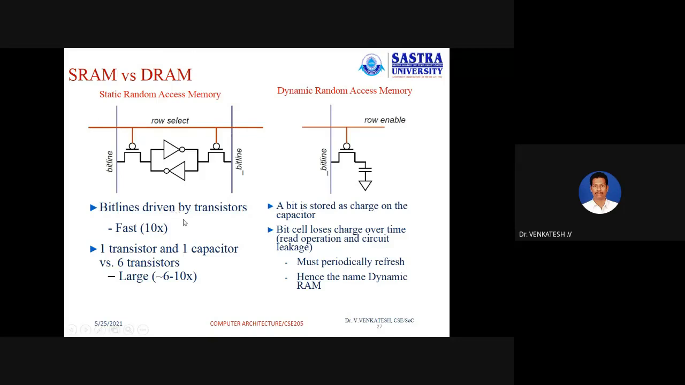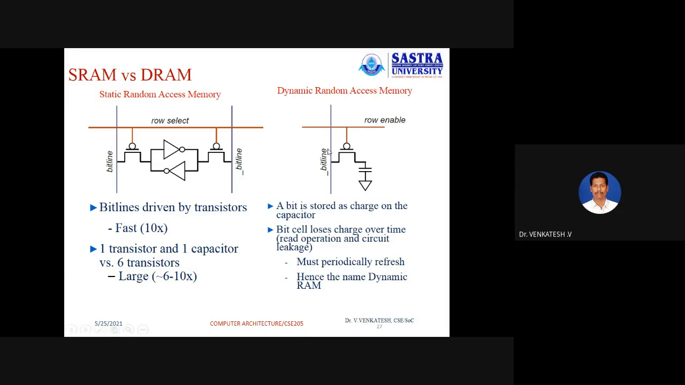Bit lines are driven by transistors. I already told you that SRAM is going to be much faster. Each SRAM cell has 6 transistors, while DRAM has one transistor and one capacitor. So the size is larger, and since 6 transistors are used, the cost is also going to be high. But compared to DRAM, it is fast. There is no additional requirement to refresh, and there is no issue of power leakage or anything like that.